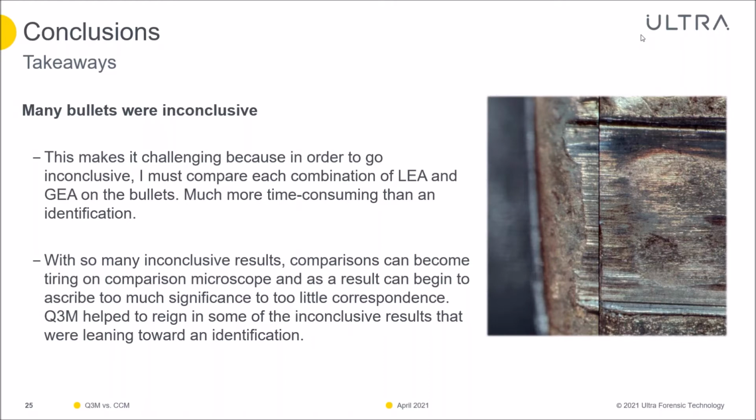The Quantum 3D microscope helped to rein in some of the inconclusive results that were leaning toward an identification when using the Vision X. Keep in mind, it was still an inconclusive, but what was happening is I was leaning toward an identification when in fact, when I looked at them on a Quantum 3D microscope, I was able to rein that in and just bring it back to a straight up inconclusive.